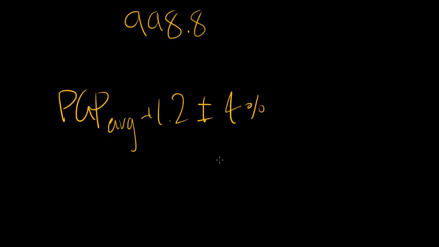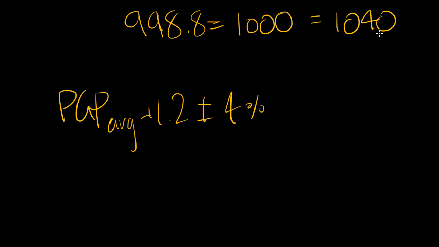Now the reason I chose that number is because if you add 1.2 to it, then we can say, okay, what's 1.2 plus 998.8? Well, it's equal to 1,000. So there's an easy number to work with. So what is 4% of 1,000? Well, it's 40. So we're basically getting a final number of 1,040.